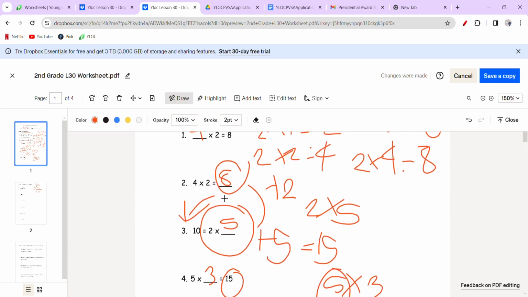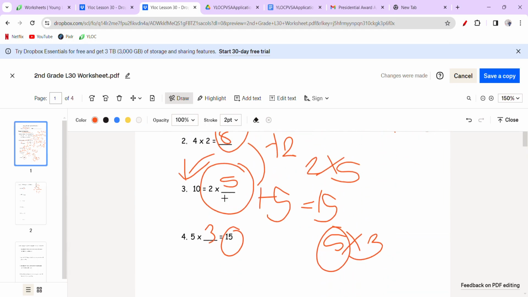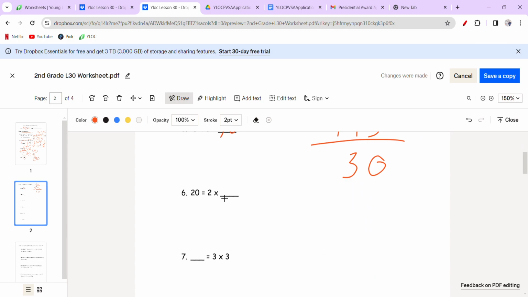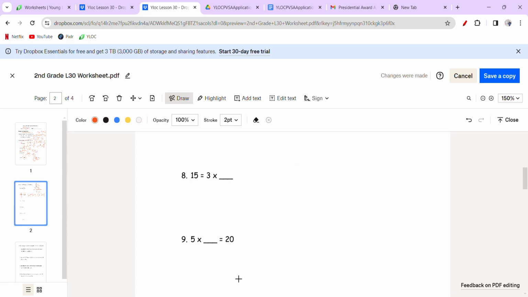20 equals 2 times what? So here, if we know that 2 times 5 equals 10, then 10 is exactly half of 20, so you would double the 5 by just adding it, which is 10. So therefore 10 times 2 equals 20. It's very simple. Let's try this last one.